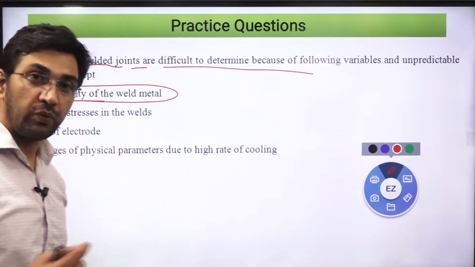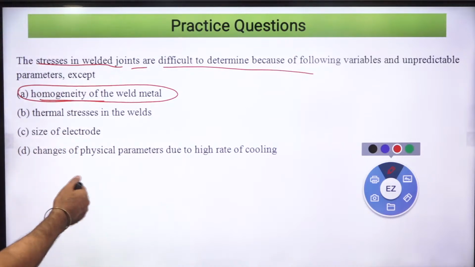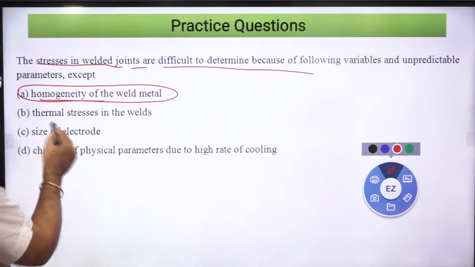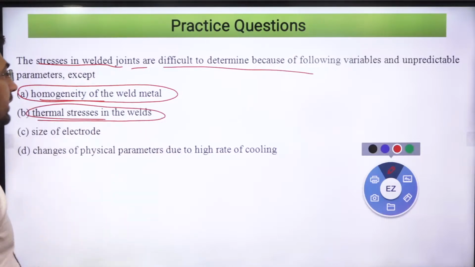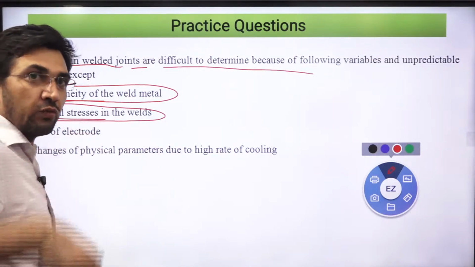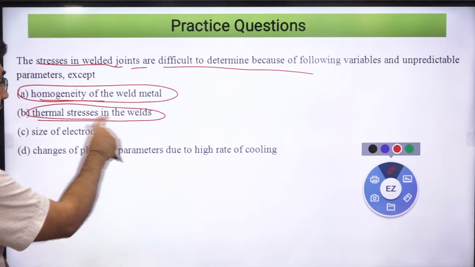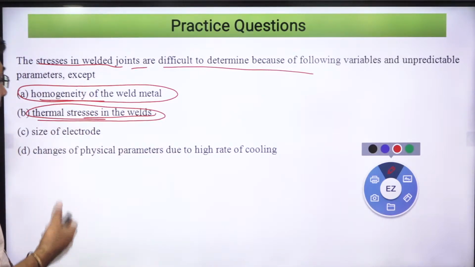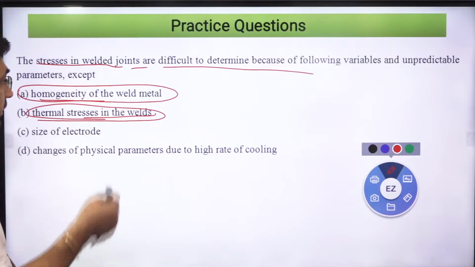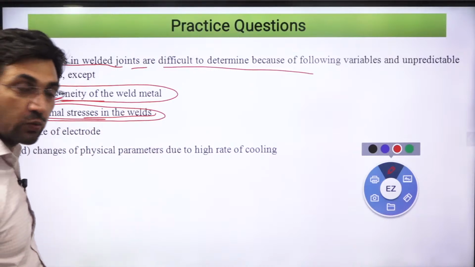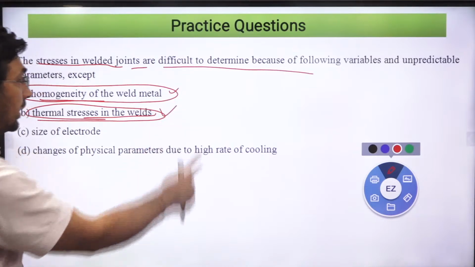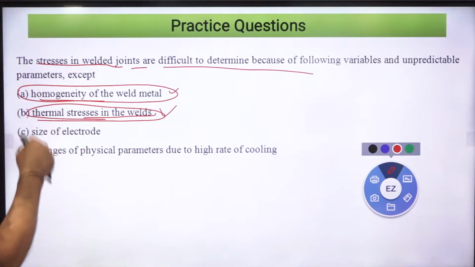And if variational properties are there, you're going to face a problem in finding out the values. Thermal stress is in the weld, obviously, because in different portions of the weld zone, we call it the heat affected zone, you could have thermal stresses also. I need to take into account thermal stress effects, and the structural changes that are taking place there. So all these factors make things complicated with respect to the stresses.